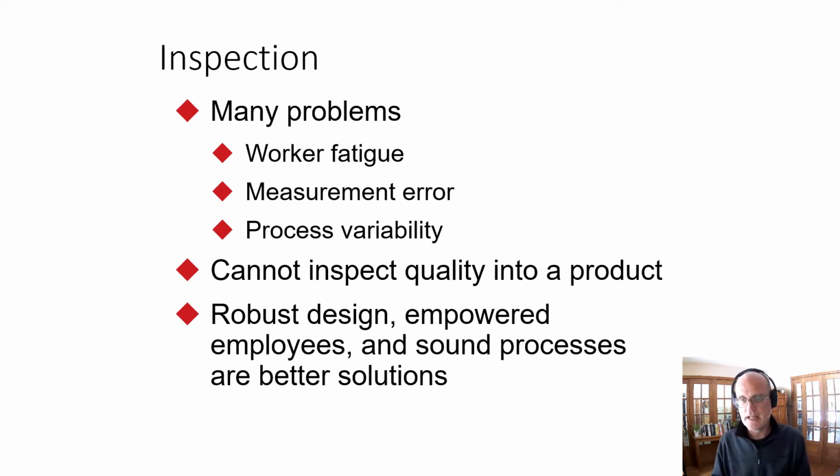And so when we talk about quality, as we did in the introduction to quality video, we really talk about engineering or designing quality in. Inspection only identifies, in many cases, that you haven't managed to do that. So robust design, empowered employees that can tell you where they think things can go wrong, and processes that are sound are better solutions. Starting early, designing something that's effective right from the start is much, much better than just inspection, although there are times when inspection makes sense.